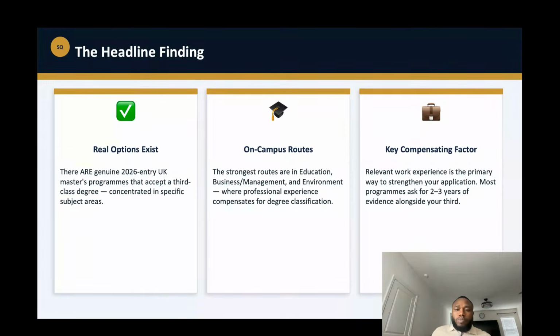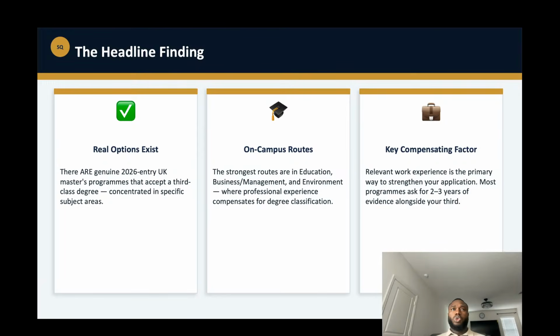From our experience working and advising students and working with universities abroad, the strongest routes for those who don't have a 2-1 or first class degree are usually in education, business management, and environment. The reason is that for these routes, your professional experience can compensate for your poor undergrad degree. But the most important factor, which I'm going to talk about for most of this presentation, is that your relevant work experience is the primary way to strengthen your application.